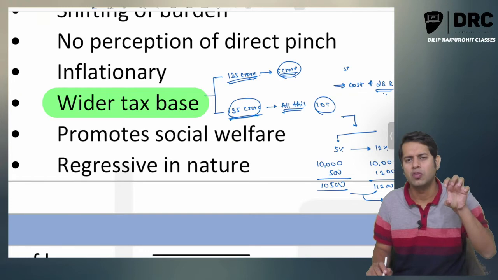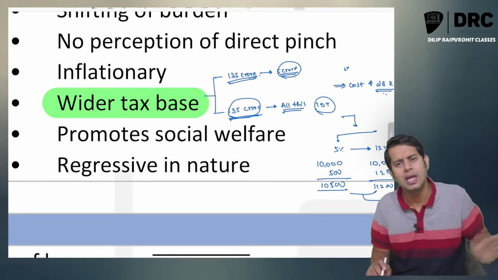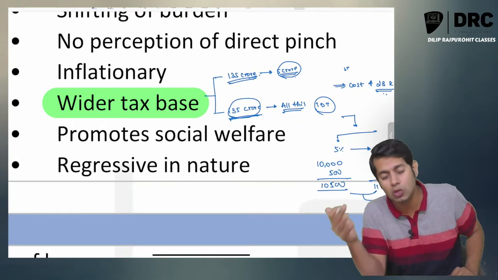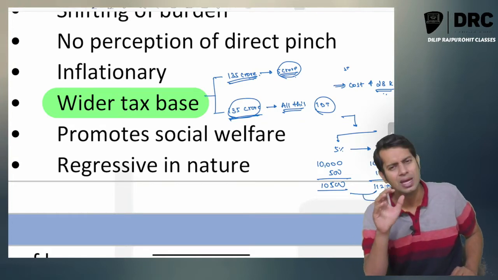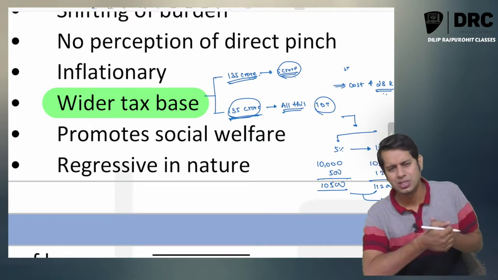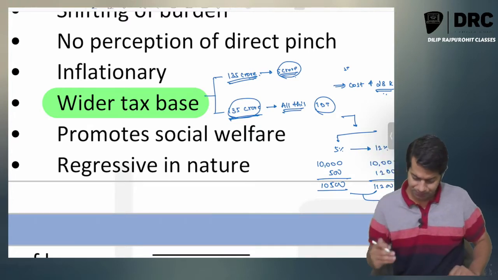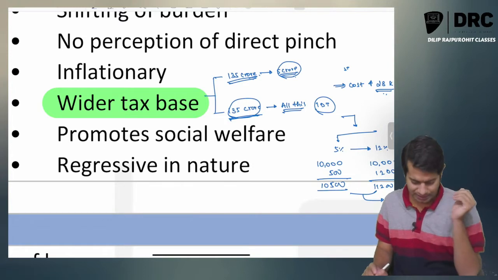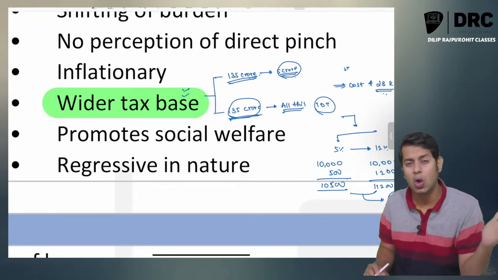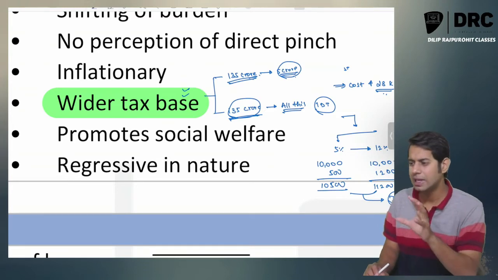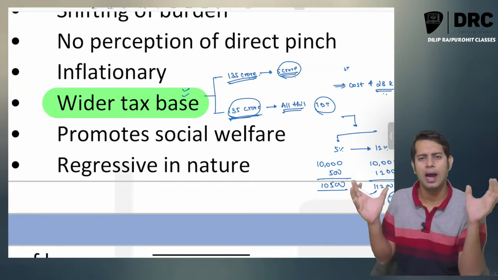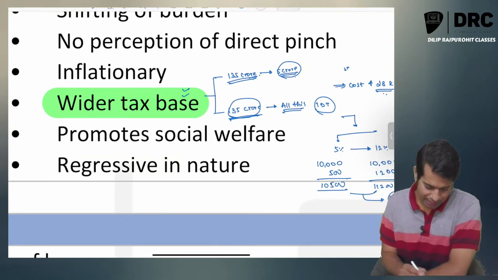Only some people, those whose income is more than 2.5 lakhs, only they are paying the taxes. And in that also there are some deductions, exemptions, etc., and they pay a lesser amount of taxes. So indirect taxes have a wider tax base when compared to all the other forms of taxes. Indirect tax has a wider tax base. It covers a lot of people under that particular tax bracket.